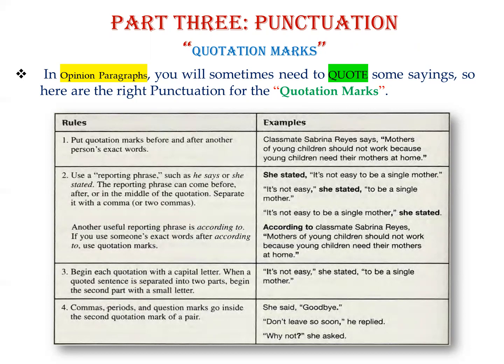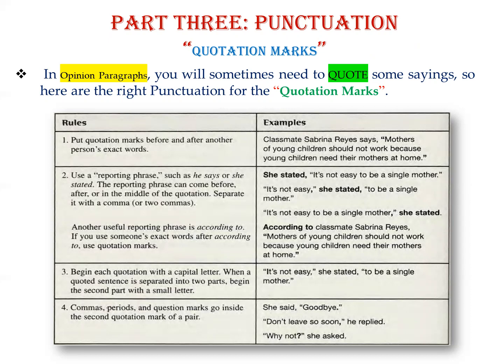You have to focus here on the punctuation. Separate it with a comma or two commas. If the reporting phrase came at the first, we put a comma after the reporting phrase. She stated, comma, then I put the quotation marks as the first rule says. She stated, comma, quotation mark, "It is not easy to be a single mother." And then I put a period, okay, I put a period, then I put a quotation mark.